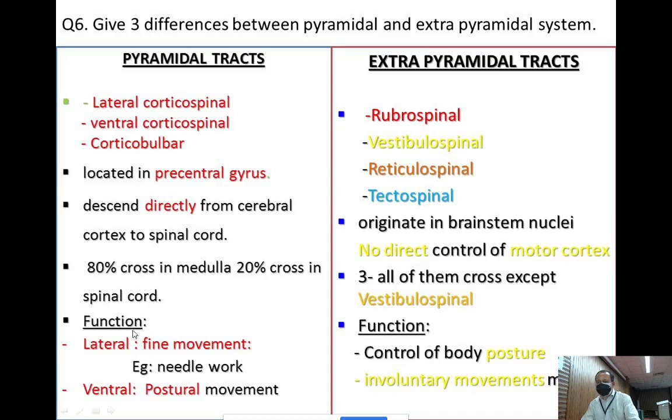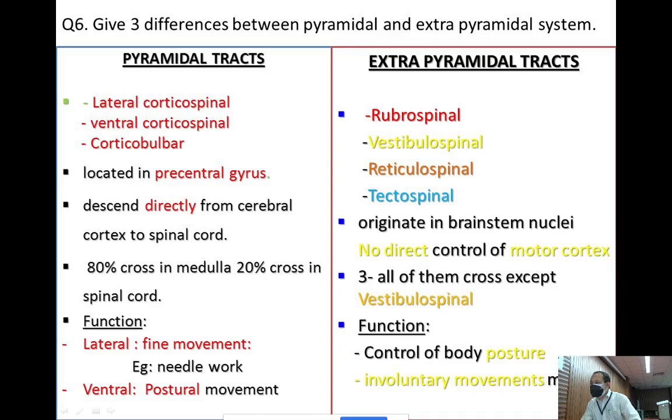the function of the pyramidal tract is actually both: one is control of fine movements, and the other is control of posture. Fine movement is controlled by the lateral corticospinal tract. Postural movement is controlled by the anterior, or ventral, corticospinal tract. And the corticospinal tract takes part in the control of fine movements as well as control of posture. The rest of the extrapyramidal tracts are mainly concerned with body posture.